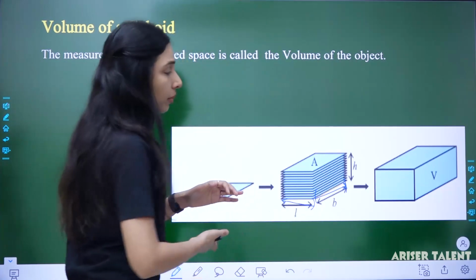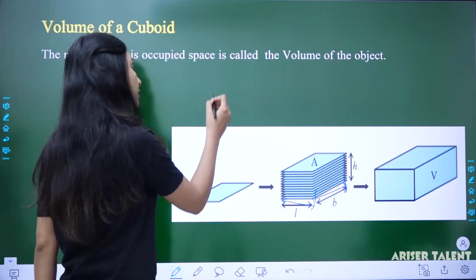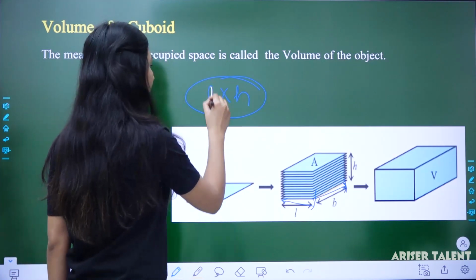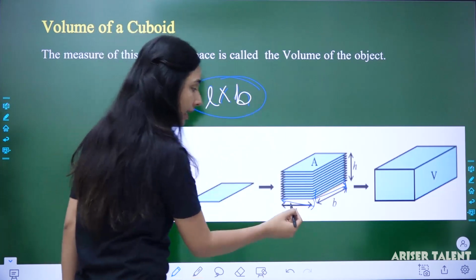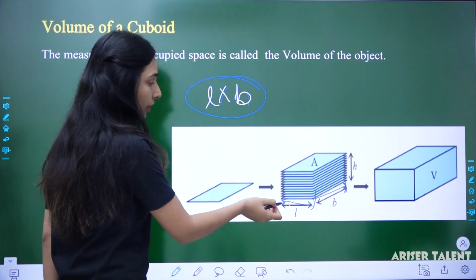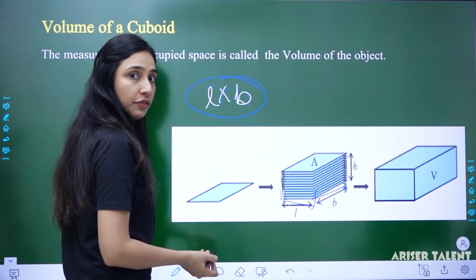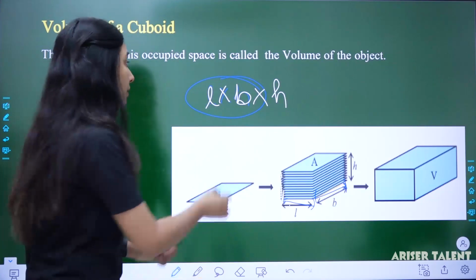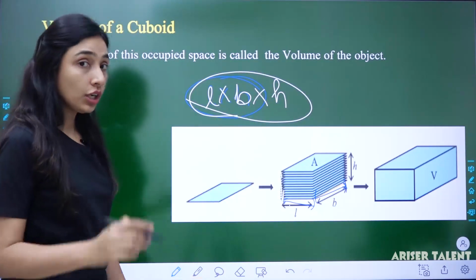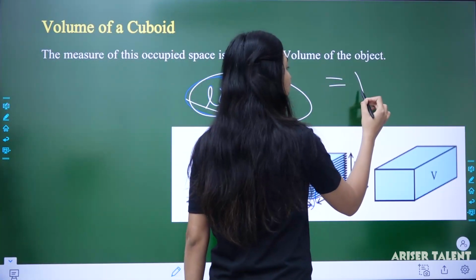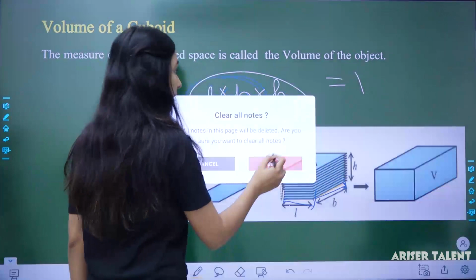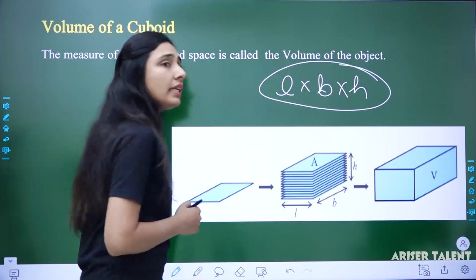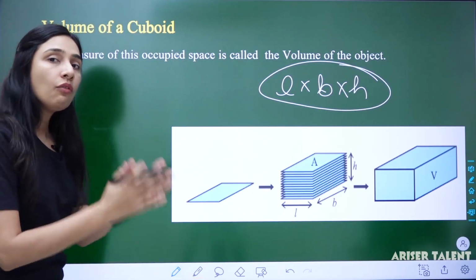So if you talk about one surface, the area will be L multiplied by, sorry, not H but B. This is L multiplied by B. And if you're going to take all these surfaces for the volume, you have to multiply it by H in order to get it. So simply this will be the formula for the volume of a cuboid: L multiplied by B multiplied by H. That means multiply all the dimensions of the cuboid and get its volume.